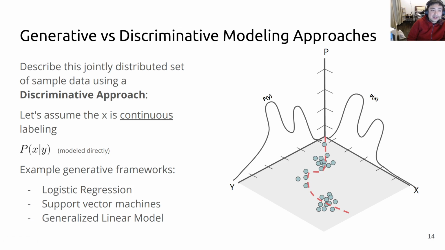As I said, with the discriminative approach, we're modeling the posterior directly. So P of x given y, and then we can make a new inference based on that. And some examples of discriminative frameworks, sorry, there's a typo there, are logistic regression, support vector machines, and generalized linear models.